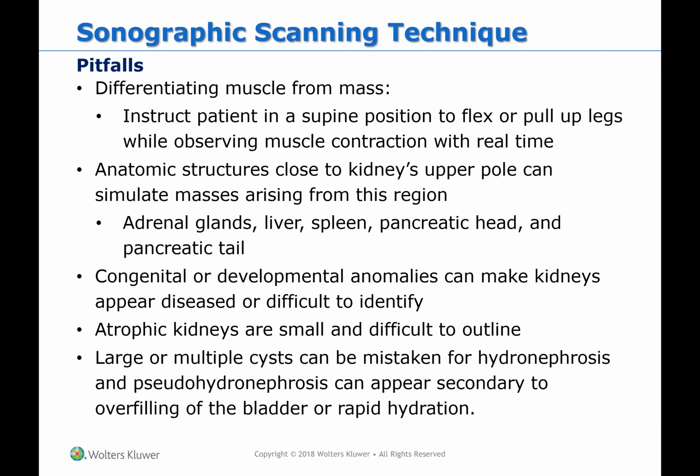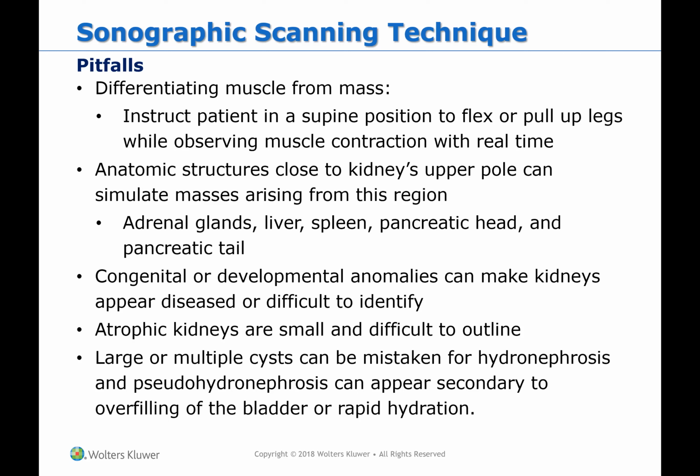Anatomic structures close to the kidney's upper pole can simulate masses arising from this region: adrenal glands, liver, spleen, pancreatic head, pancreatic tail. But when you have the patient flex or pull up, you'll see the contraction. And if you see that, you're going to know that that's a muscle, not a mass, because a mass is not going to contract like that.